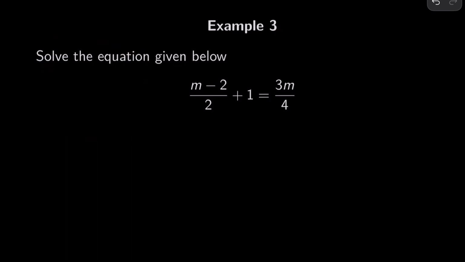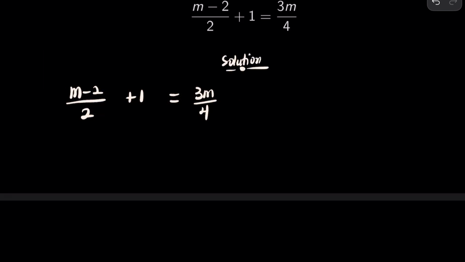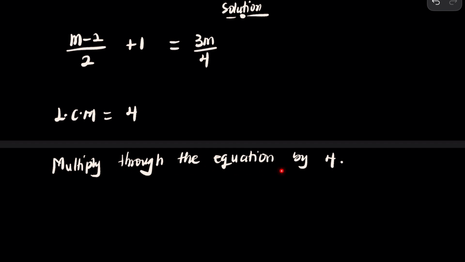Example 3. Solve the equation given below. Solution. So here we have the equation giving us m minus 2 divided by 2 plus 1 is equal to 3m on 4. Here also we have the terms in the equation given as fractions, right? So we must first find the LCM. So here the LCM is giving us 4, right? And so in our next step, we are going to multiply through the equation by 4, right?